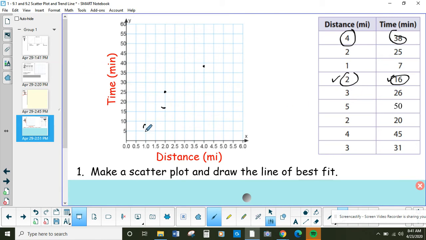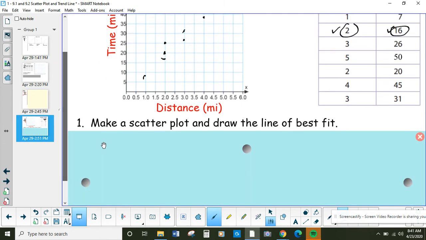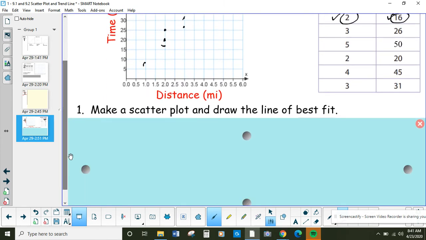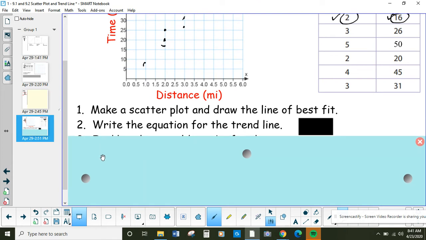Now we have (3, 26), so I go over 3, up to 26. That would be right about there. Make a dot. (5, 50) would go right about here. (2, 20) would be right about there. (4, 45) would be right about there. And (3, 31) would be right about there now. So we made a scatter plot. So what do you guys think? Is there an association there with that scatter plot? Answer? Yep, there's a positive association.